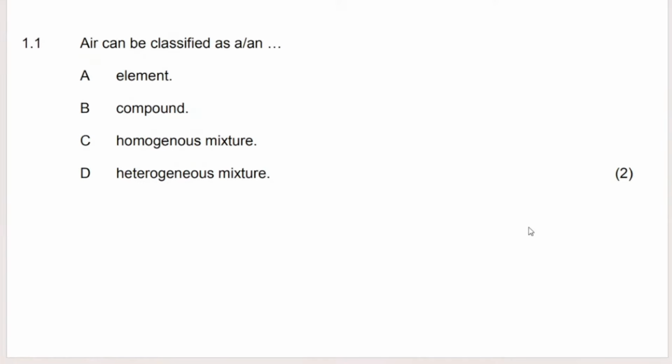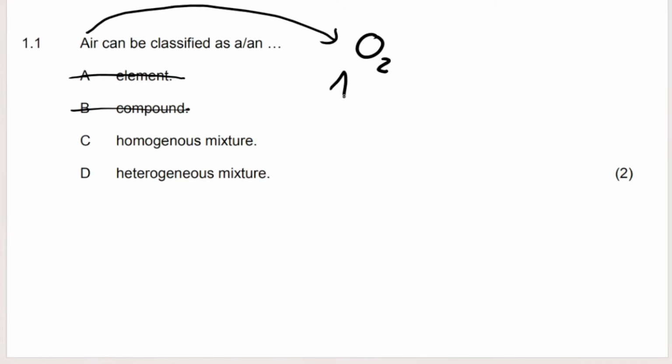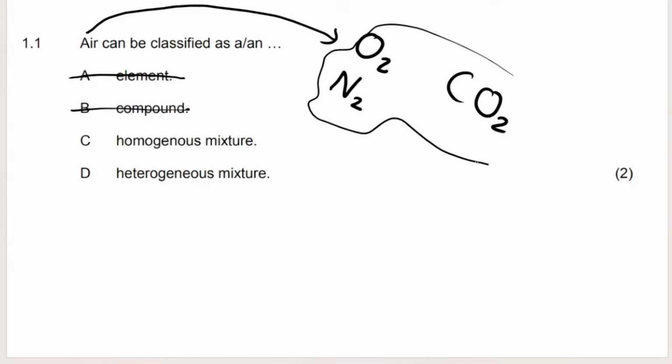Okay. Our next one, air can be classified as a or as an, and immediately people want to say element or compound. They think that air is a pure substance. It's not. It's not an element. It's not a compound. If I ask you what makes up air, well, you'll say, ma'am, there's oxygen in air. I know that there's nitrogen. I know there's carbon dioxide. So all of these are pure substances. And together, when we mix a bunch of pure substances together, it gives me mixtures. So air is actually a mixture.